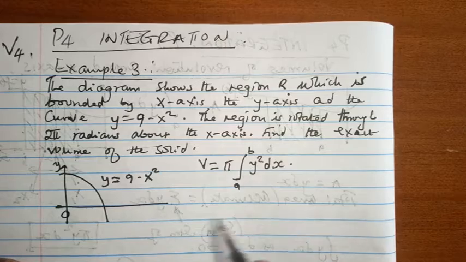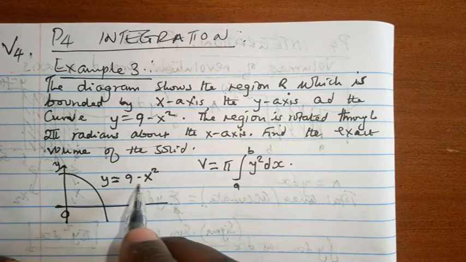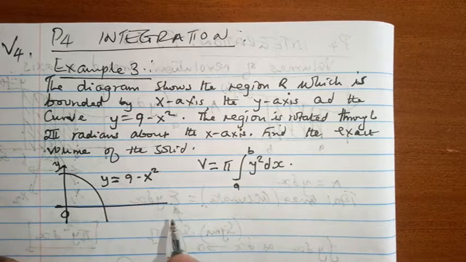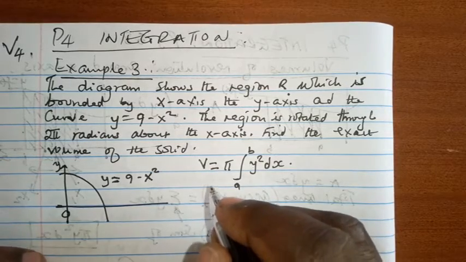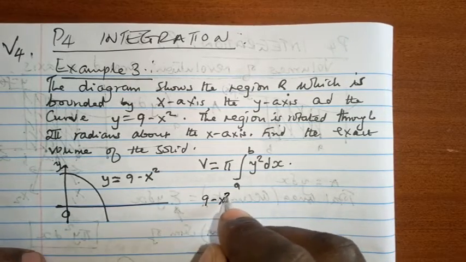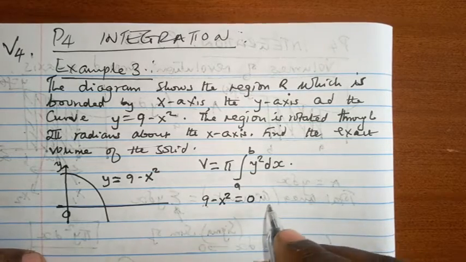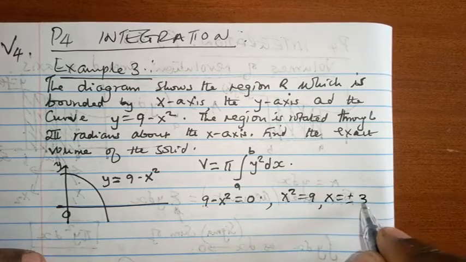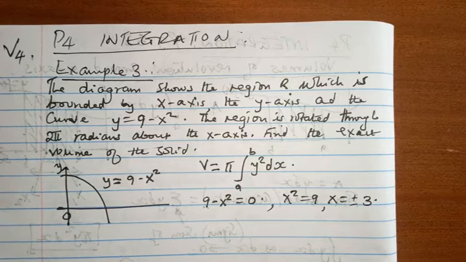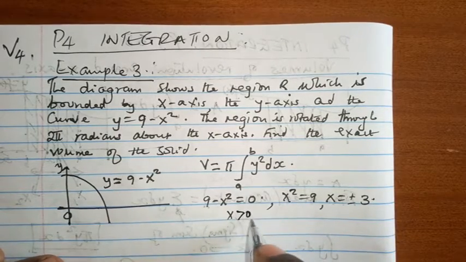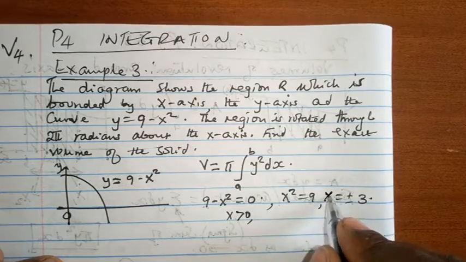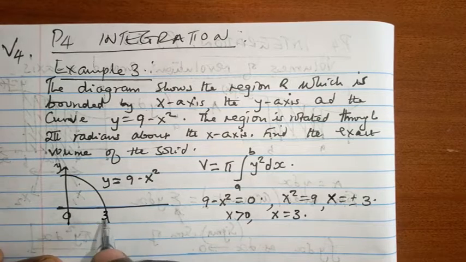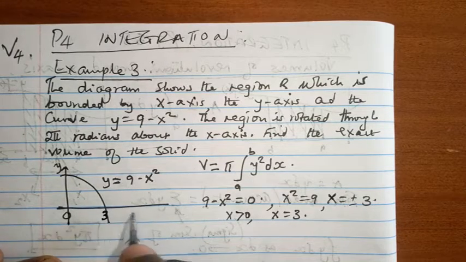The only thing that we need to do is to simply solve this equation when it is exactly equal to 0, because anywhere along the x-axis y is equal to 0, and therefore we have 9 minus x squared equals 0. This means that x squared is equal to 9 and x is equal to plus or minus 3. Because we can already see that x is greater than 0, the right value of x is simply 3. So this point has the coordinates (3, 0).